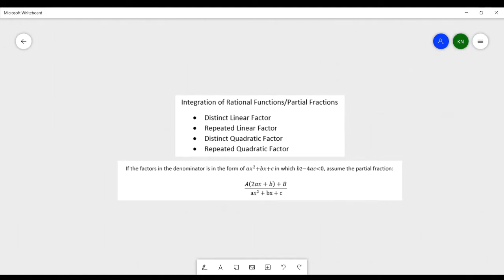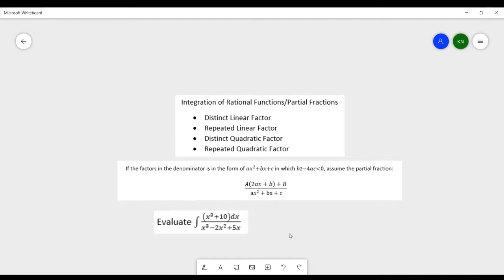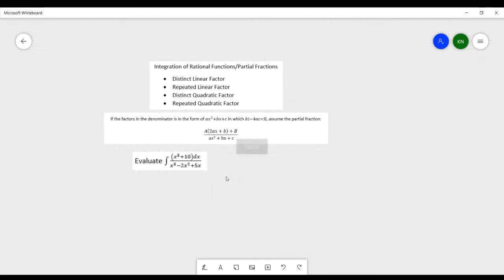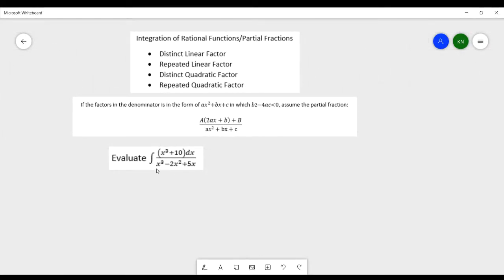Now, for example, we have: evaluate the integral of (x cubed plus 10) dx over (x cubed minus 2x squared plus 5x). As you can see, the exponent of our denominator here is cubed, so we still need to transform this in order to get the denominator in the form ax squared plus bx plus c.